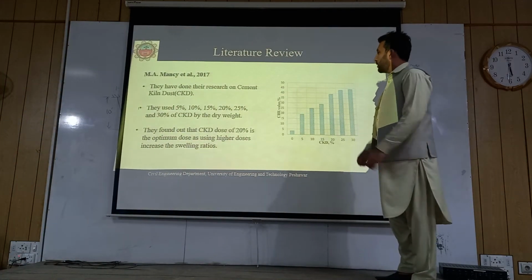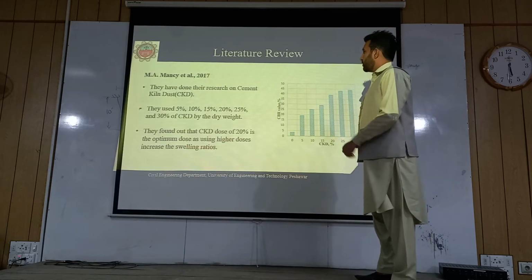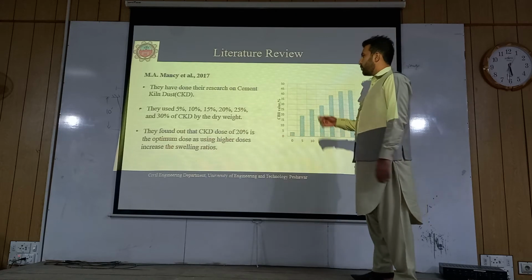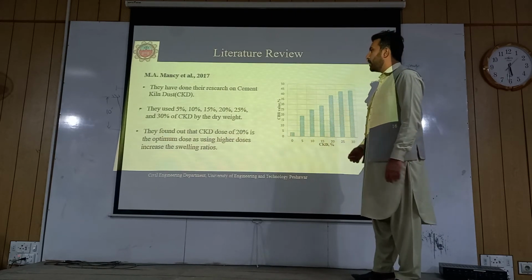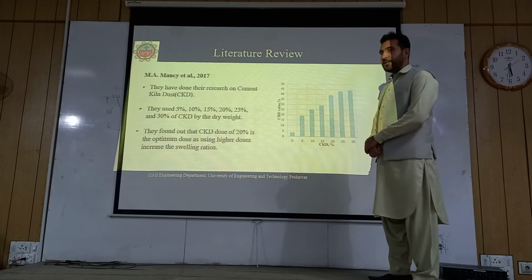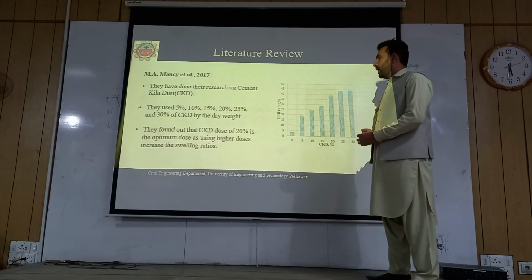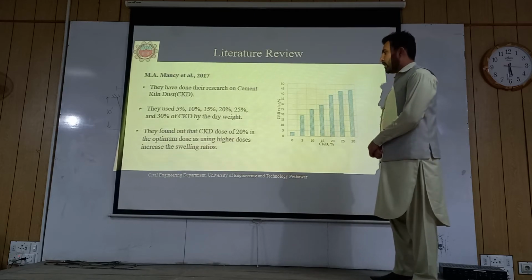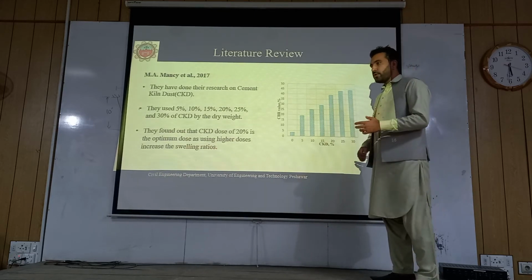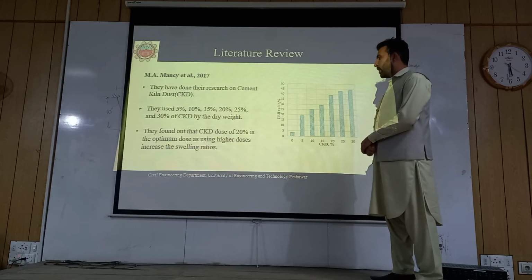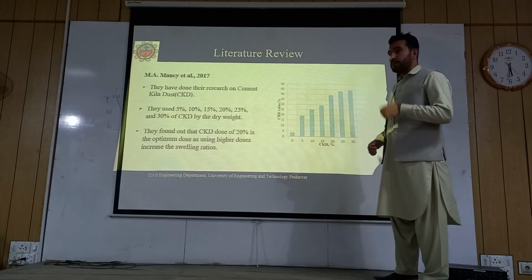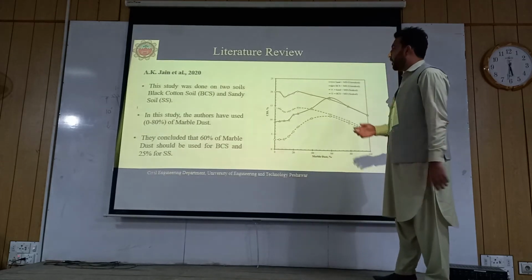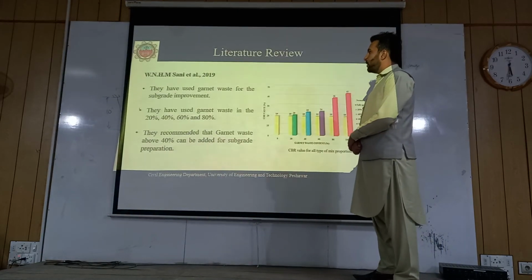I am continuing the literature review. M.A.F. Mansi et al. was his research work. He did research on cement kiln dust. He used 5%, 10%, 15%, 20%, and 30% of cement kiln dust by dry weight. He found that adding 20% is the optimum dose, as using a higher dose increases the swelling ratio as well. This is another research paper.